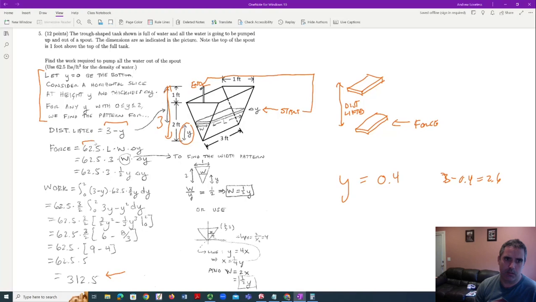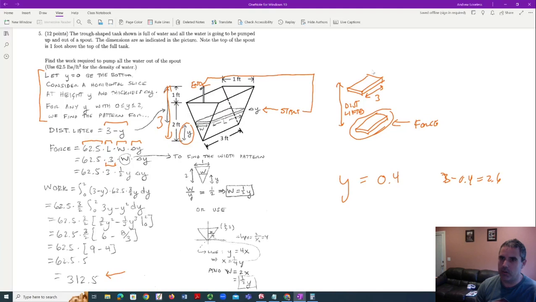Well, it's going to be 62.5 pounds per cubic foot times the length times the width times the thickness. That's just figuring out how much something like this weighs. If someone gives you the density, you multiply that times how much water is there to get the weight. The length was 3. They already told me that, so we can fill that in.